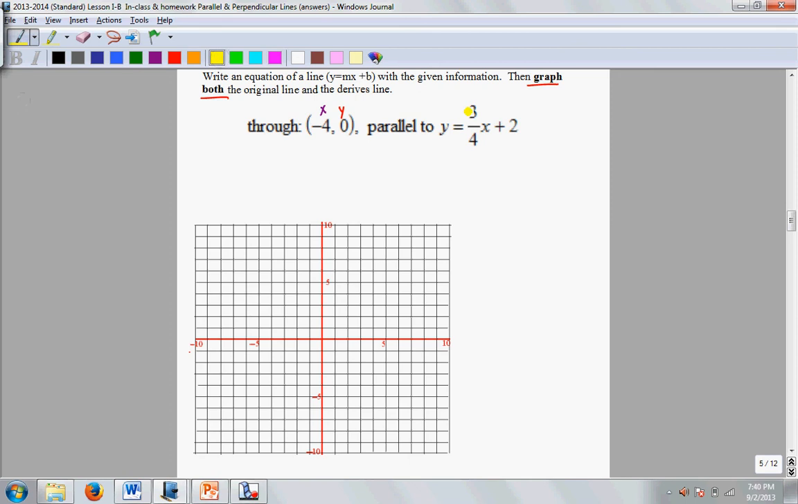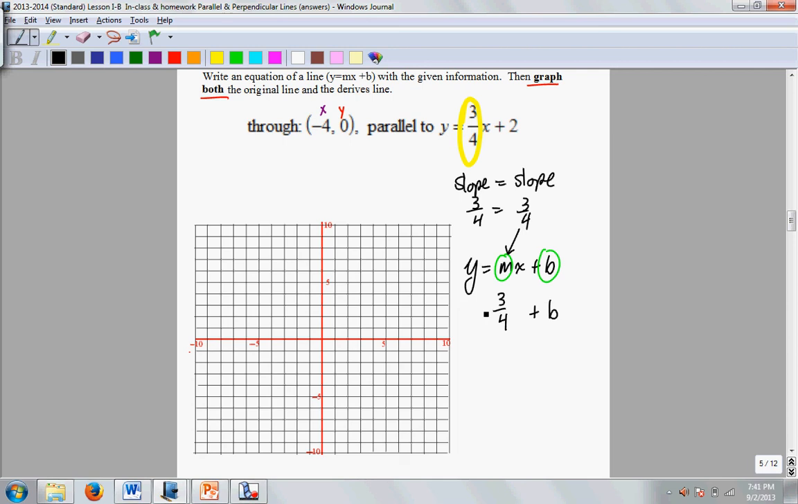Basic concept of parallel and slope is that slope equals slope. So if I want them parallel, my slopes must be equal. So 3/4 equals 3/4. Remember, when we write an equation, y equals mx plus b, there's only 2 things you need, the slope and the y-intercept. So right now, we have the slope, 3/4. Problem is, we have no y-intercept for our new line, but we have 2 additional qualities.